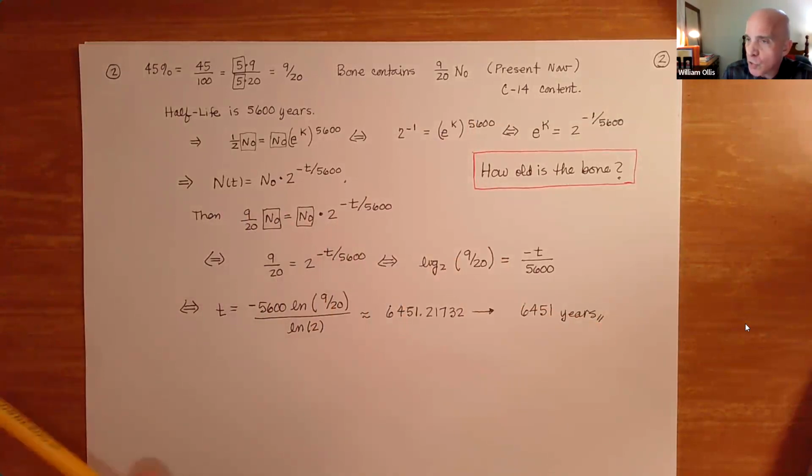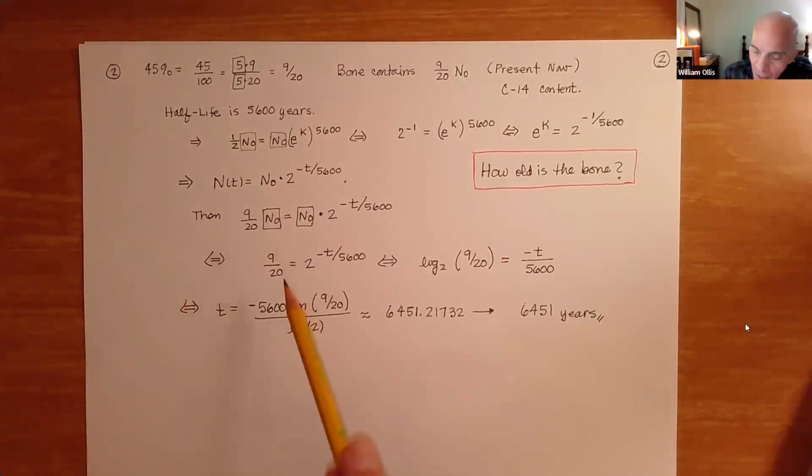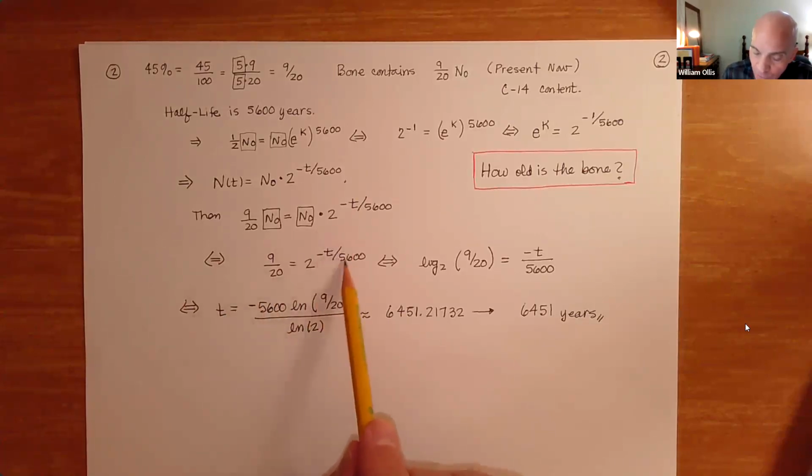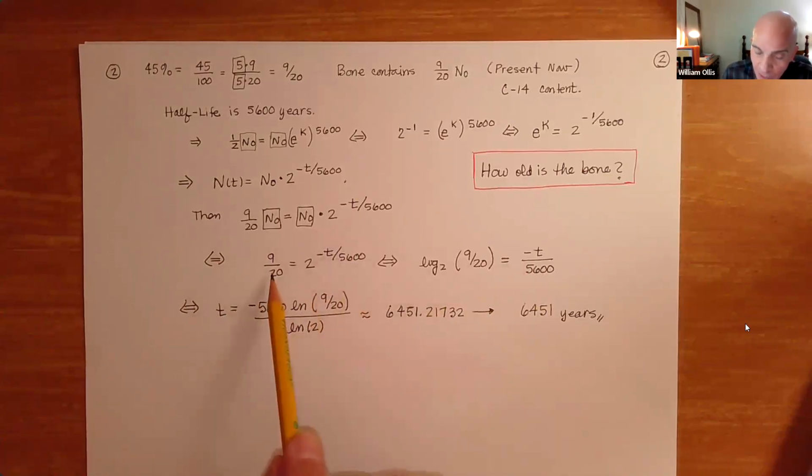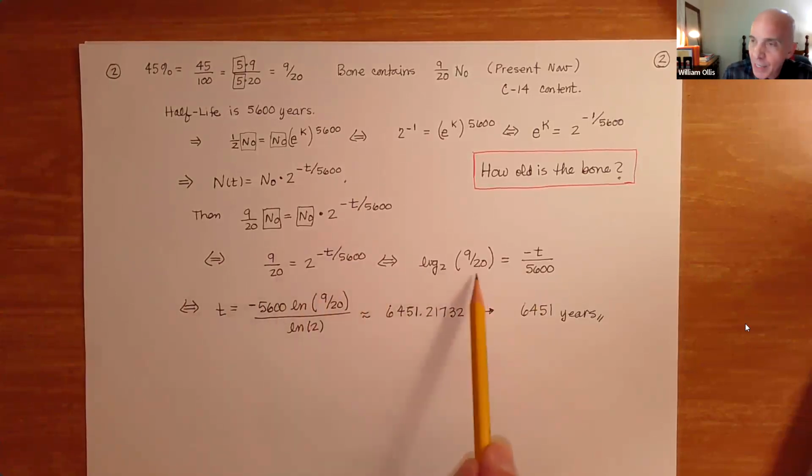Now, just like before, we have a base of 2 since we have the half-life. Whatever the base is, you can just use that. And what's a logarithm? Power of the base. So -t/5600 is simply the base 2 logarithm of 9/20.